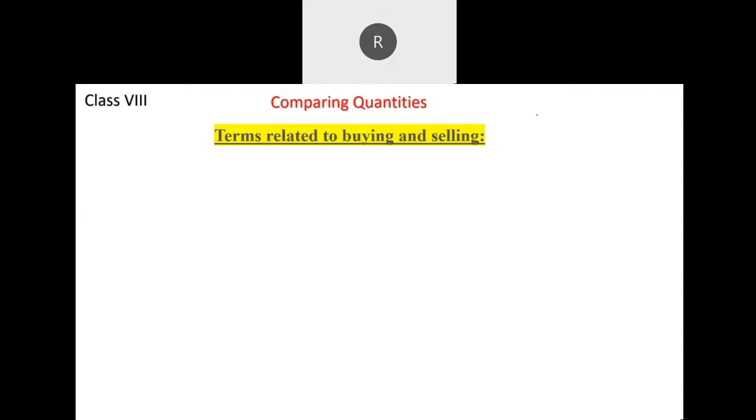Good afternoon. We shall start the concept comparing quantities. We have started terms related to buying and selling.